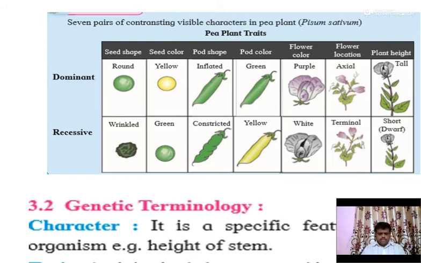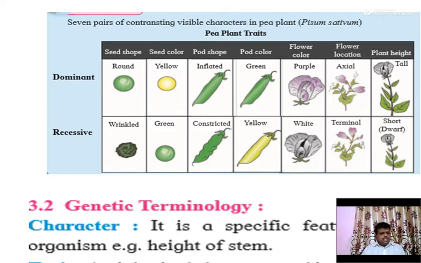One more term is gene. It is a segment of DNA, a specific piece of DNA which is responsible for the inheritance and expression of a character from one generation to the next generation, that is from the parents to the offspring.